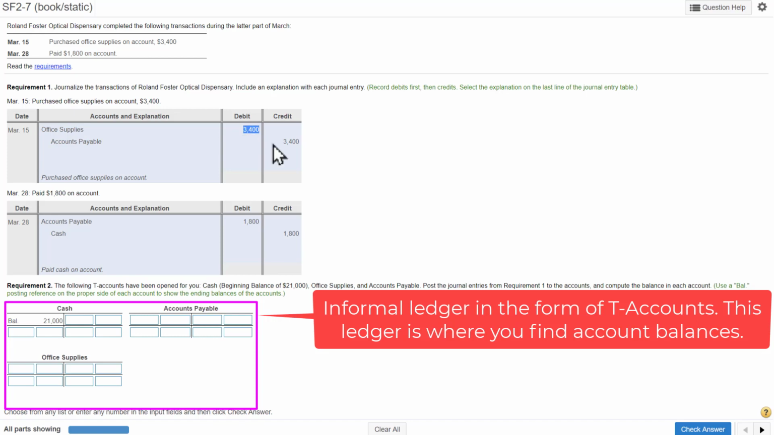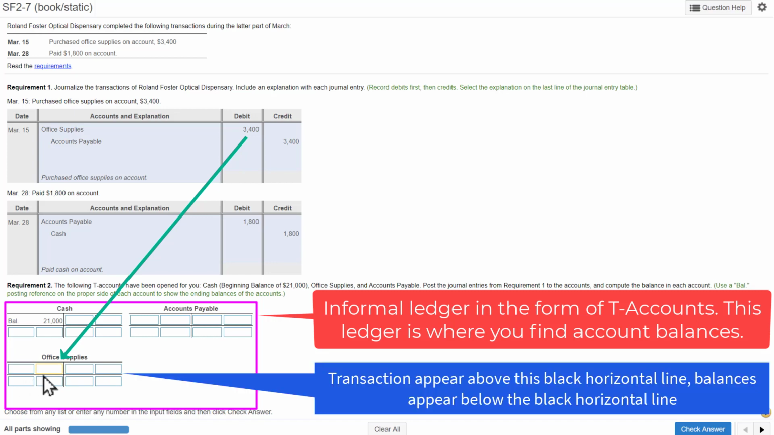So I got $3,400 office supplies on the debit side. So I'm going to go down here to office supplies on the debit side above the line. This line here, the black horizontal line, means we're going to calculate the balance and put the balance below. So the transaction is up here. I copy and paste. And then here they want the date. So the date was March 15th.